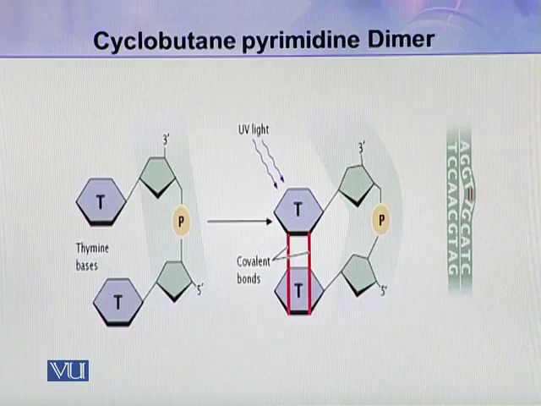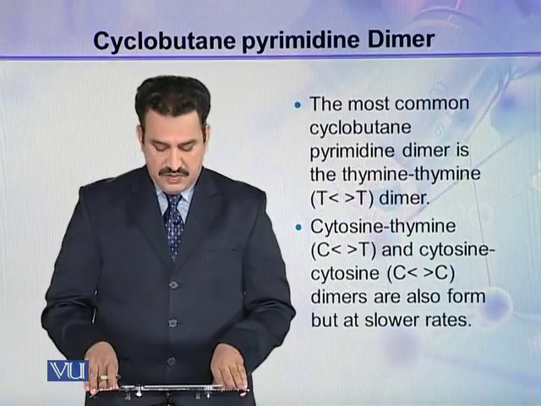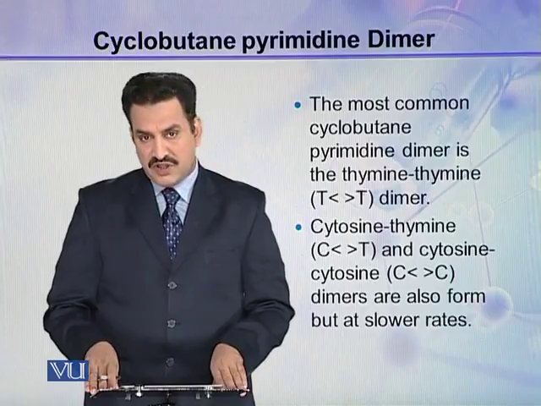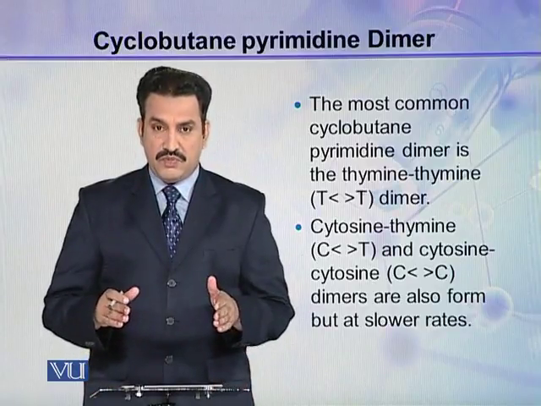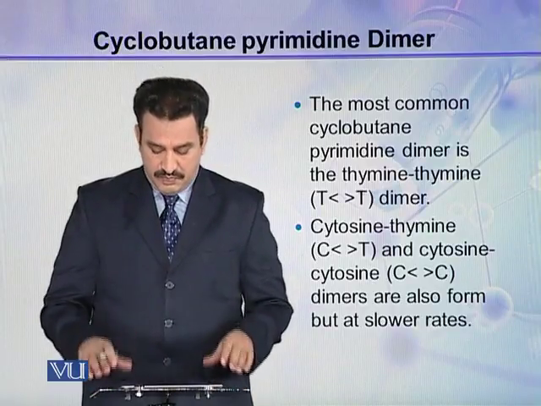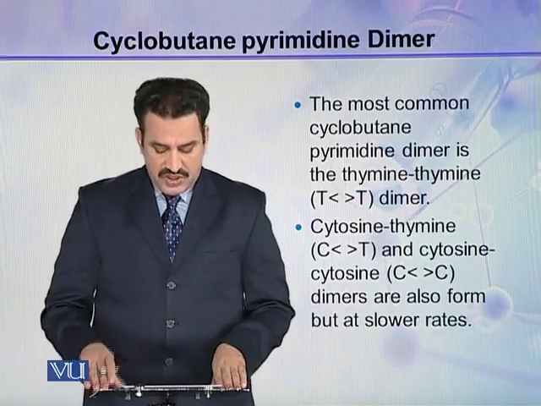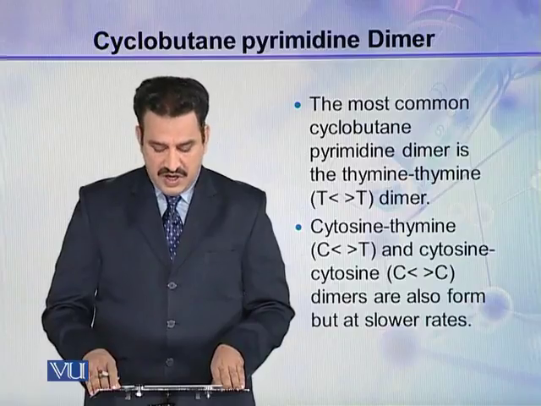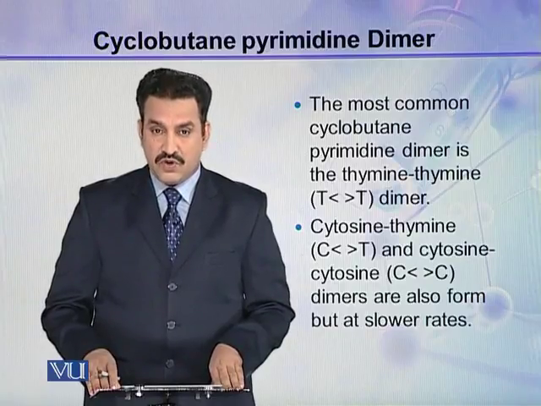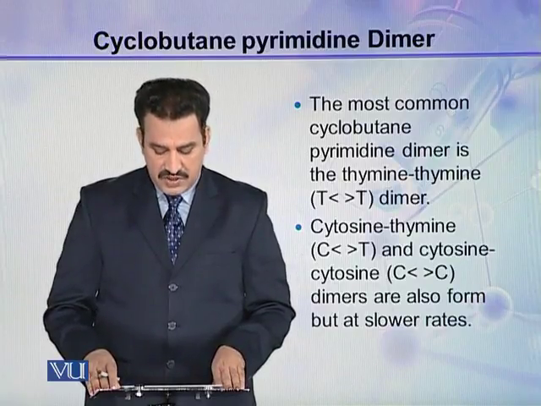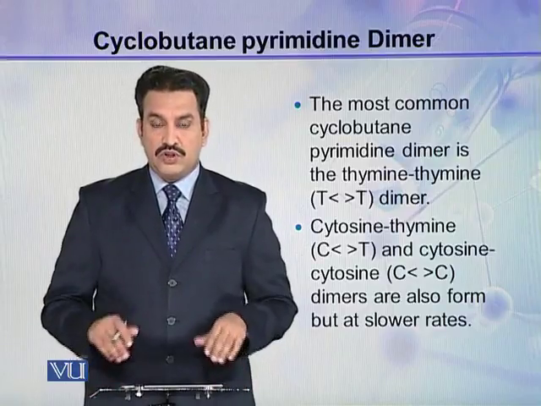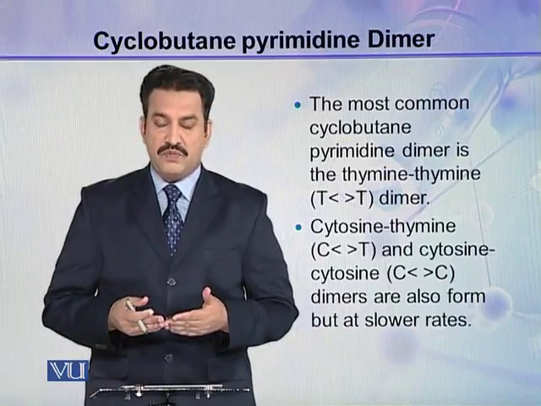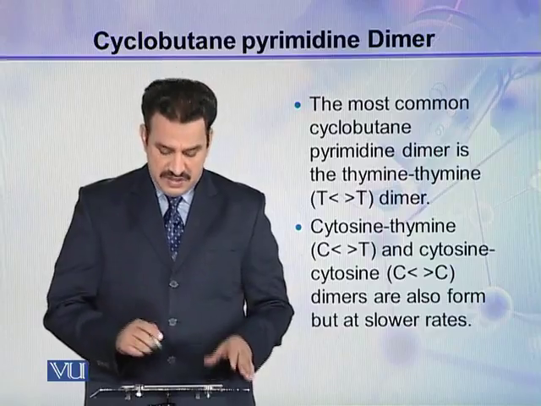The most common cyclobutane pyrimidine dimer is the thymine-thymine dimer. This is formed between two thymine bases. Cytosine-thymine and cytosine-cytosine dimers are also formed, but they are formed at comparatively slower rates. So the most prominent dimers are formed between thymine and thymine.